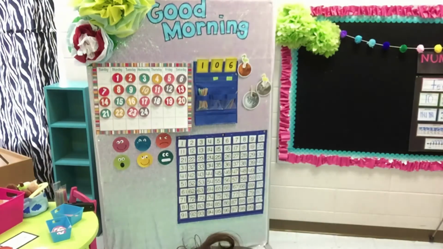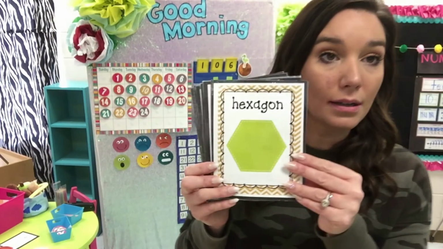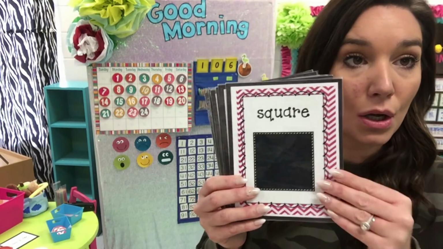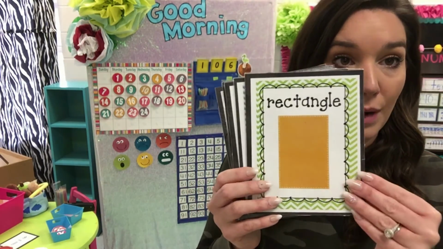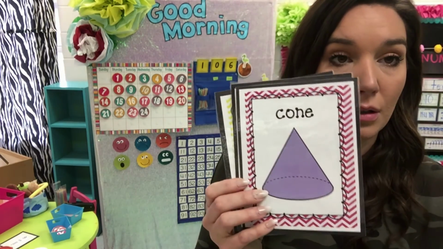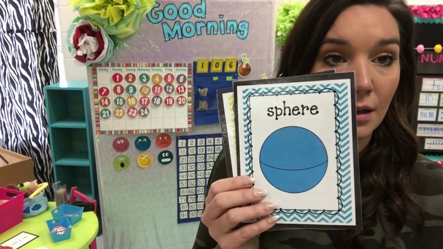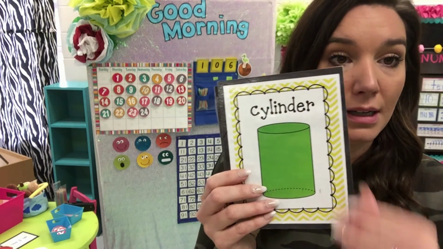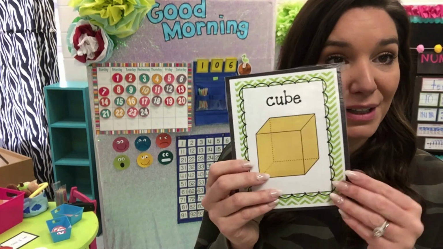All right, now let's look at our shapes. Ready? Hexagon, square, rectangle, circle, triangle, cone, sphere, cylinder, cube. All right, now let's go do our number of the day.